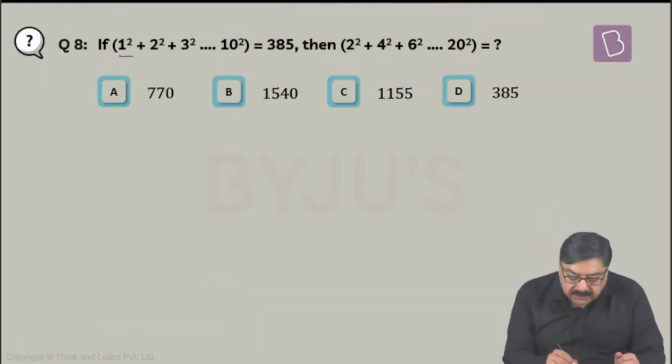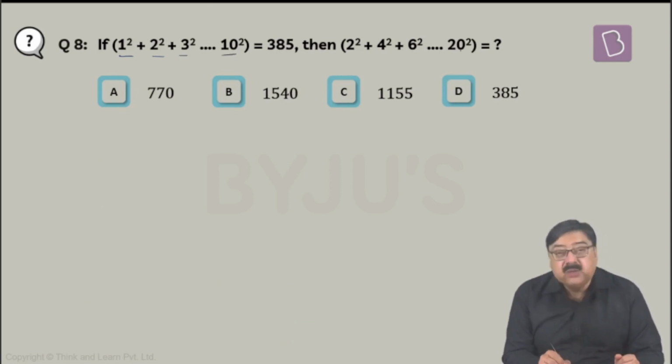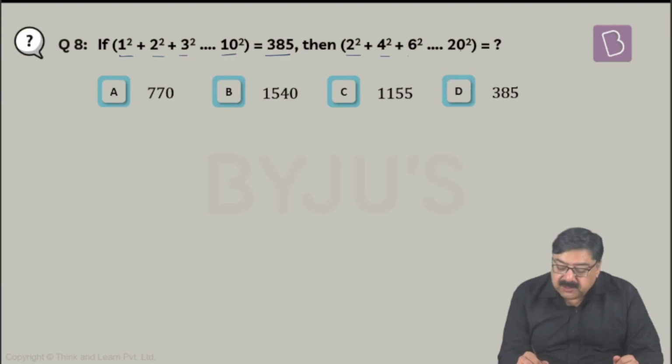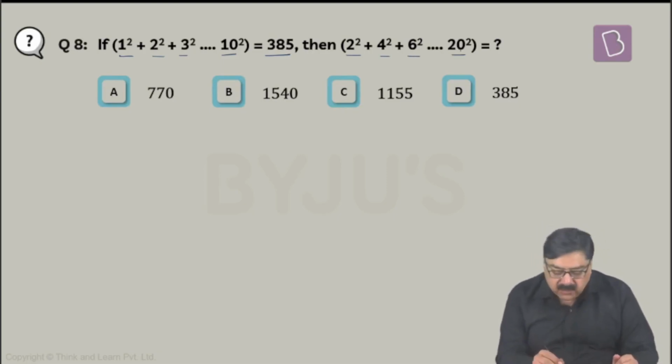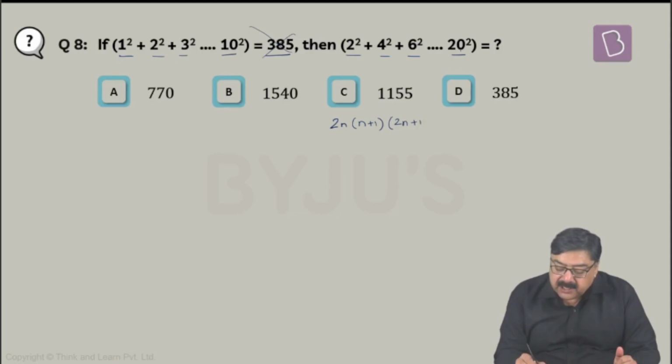Now, if 1 square plus 2 square plus 3 square up to 10 square is given to us as 385, then 2 square plus 4 square plus 6 square up to 20 square will be how much? Actually, you don't need this. You can directly employ the formula for finding out the sum of the squares of initial n even numbers. And the formula, if you remember, is 2n into n plus 1 into 2n plus 1 divided by 3.